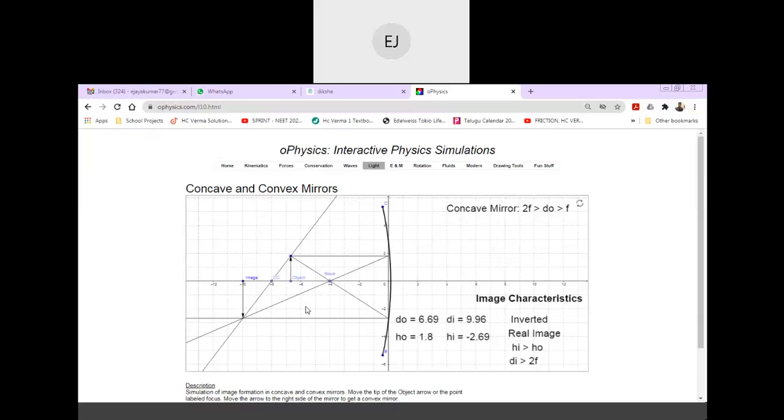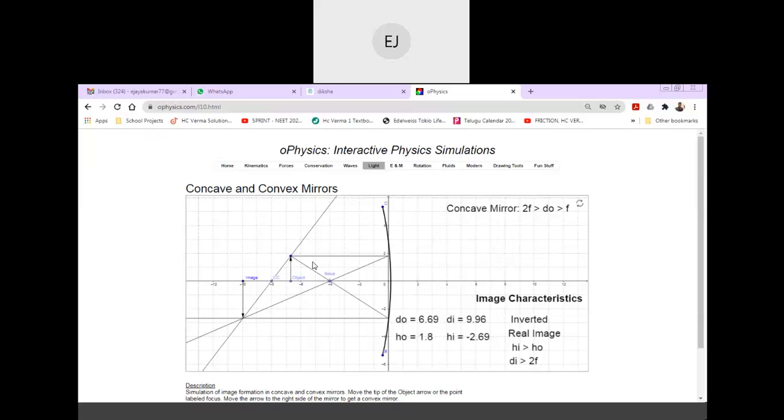Now we shall understand why there is a change in the image formation. Sometimes you are seeing an erect image, sometimes inverted, sometimes magnified, sometimes diminished. So why is there a change when you are looking at the spoon? Okay, let us try to understand.